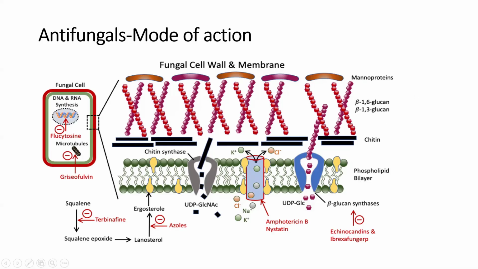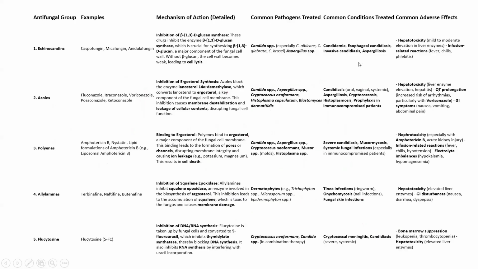So you wonder whether they act or not. Here, 1,3-beta-D-glucan is part of the cell wall, so it inhibits the beta-D-glucan synthesis. So the end product is the fungal cell wall. Without beta-glucan, the cell wall becomes weak, leading to lysis. So echinocandins we commonly use for Candida species, specifically Candida albicans, glabrata and krusei, and also for Aspergillus species.